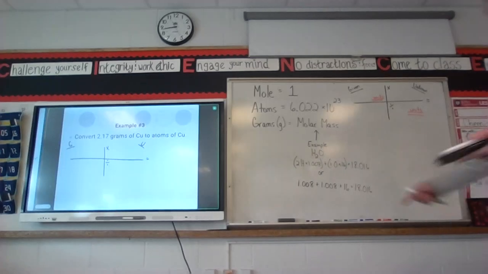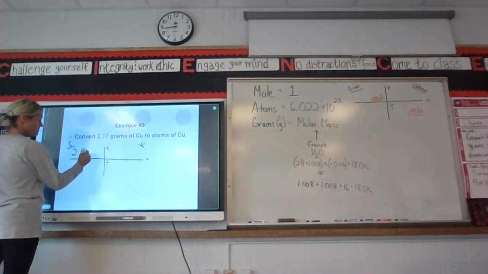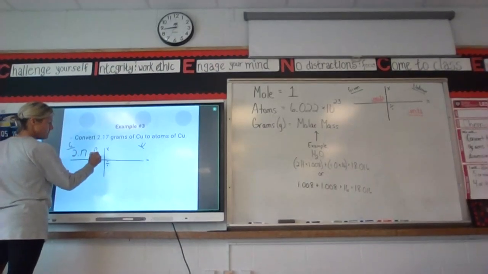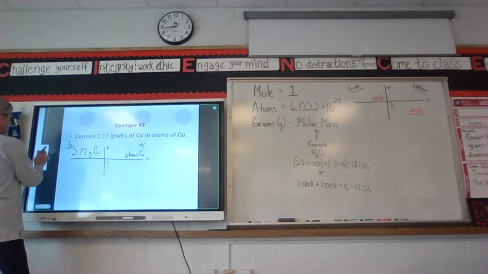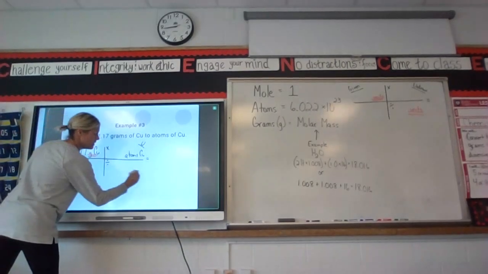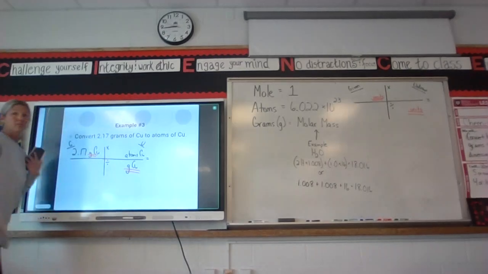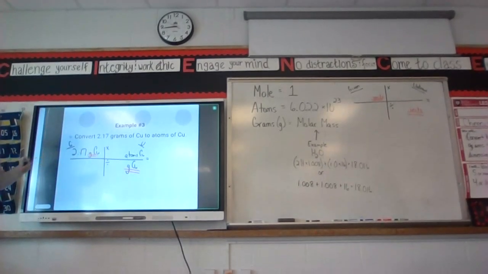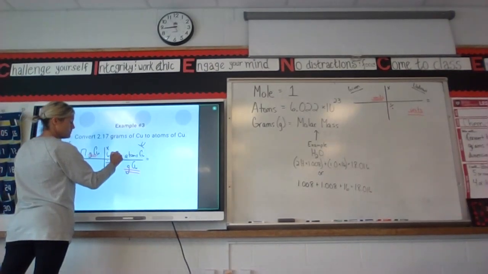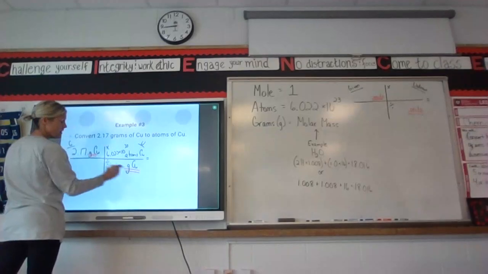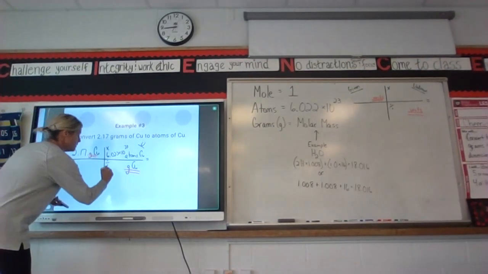Alright, what goes here? The known, 2.17 grams of Cu. Okay? And what goes here? Atoms of Cu, right? If grams is here, it goes here. You only move the unit, not the number. So this number is only used here, you don't move the number with it. So what number goes with atoms? Okay? And then Cu, there's only one of them, so what is the mass of Cu on the periodic table? 63.55.